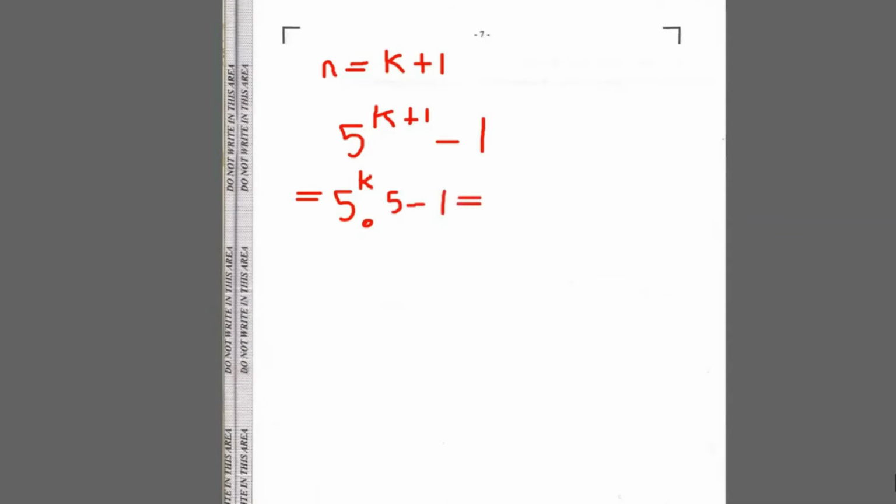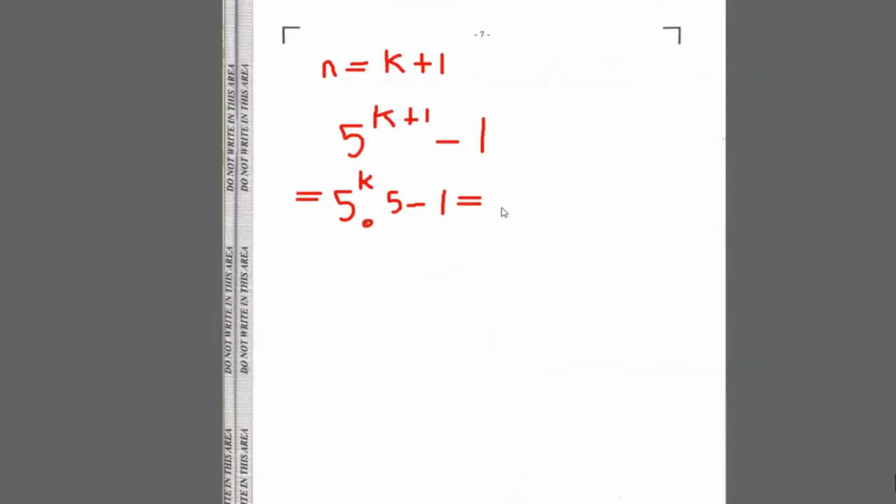So for n equal to k plus 1, what we're going to get is 5 to the k plus 1 minus 1. But 5 to the k plus 1 is equal to 5 to the k times 5. So this is 5 to the k times 5 minus 1. But then what is 5 to the k? We said that 5 to the k is 4x plus 1.